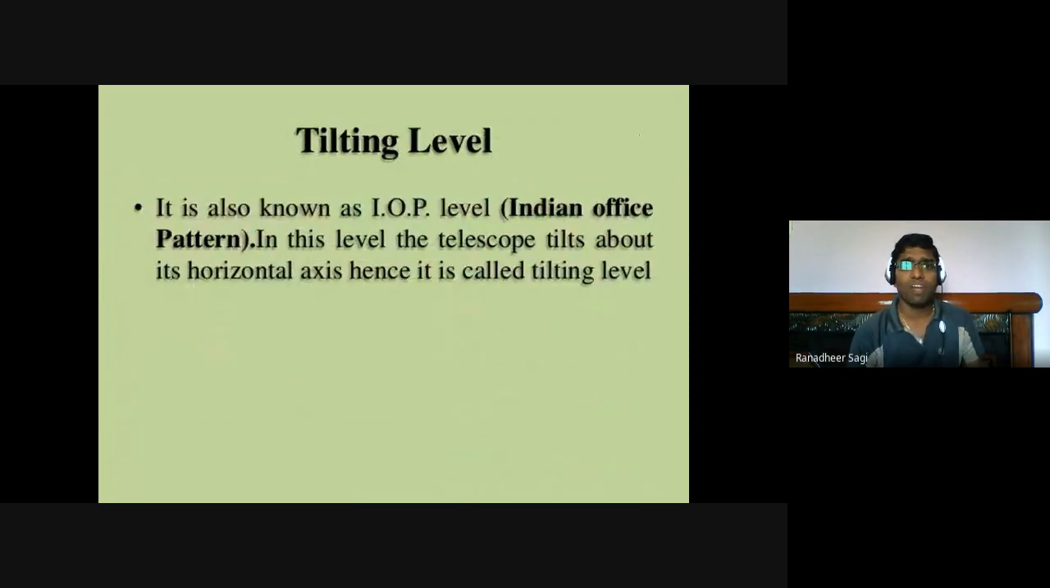Another type of leveling instrument we have been talking about is the tilting level, which is otherwise also called the IOP level. What does this IOP level mean? Indian Office Pattern. So this tilting level is otherwise also called your Indian Office Pattern. In this level, the telescope tilts about its horizontal axis, hence it is called your tilting level.